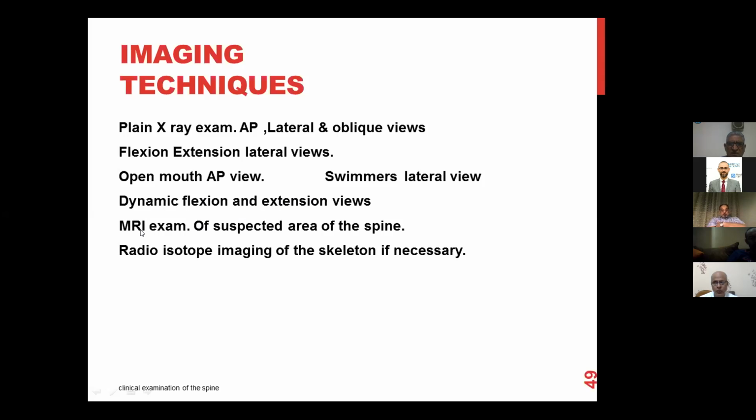Dynamic flexion and extension views. CT examination will show the bones better. MRI examination of suspected areas of the spine will show soft tissues, nerve roots, and neural elements. Radioisotope imaging of the skeleton, if necessary, to show areas of inflammation, degenerative changes, or malignant transformation.